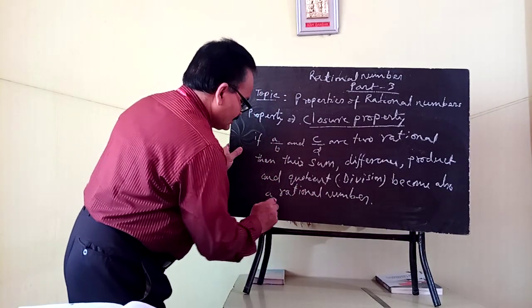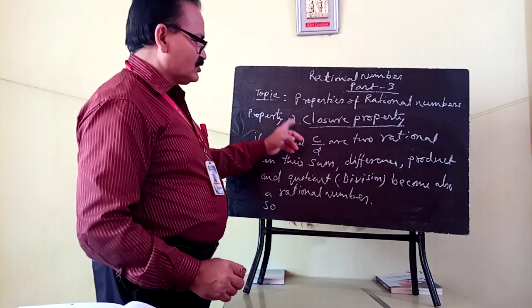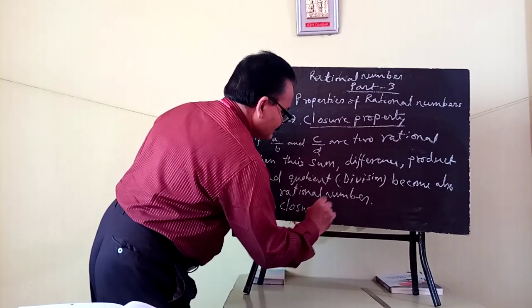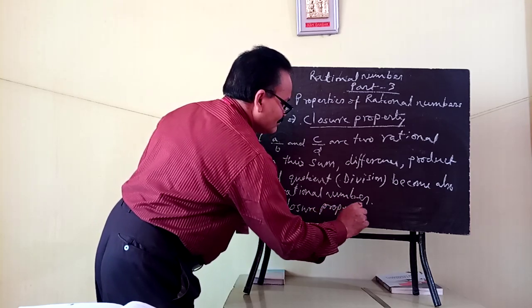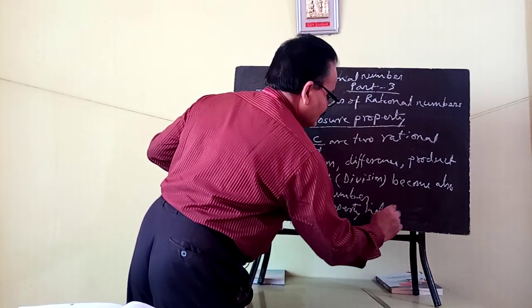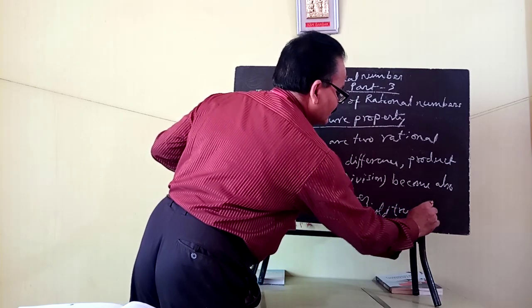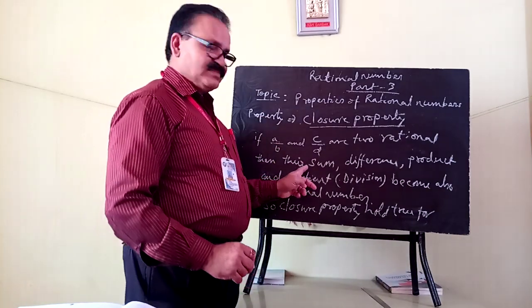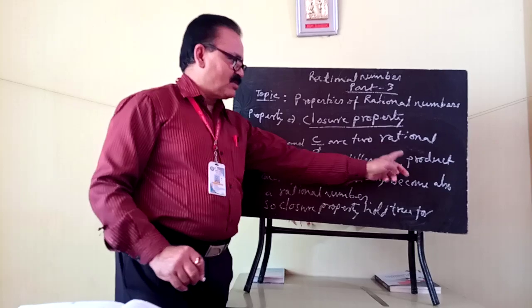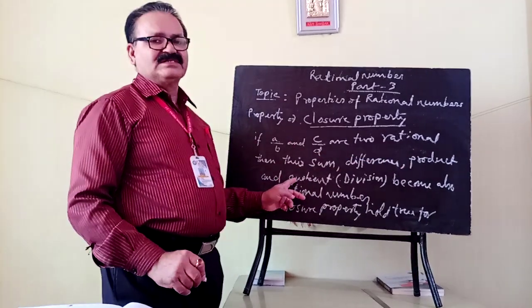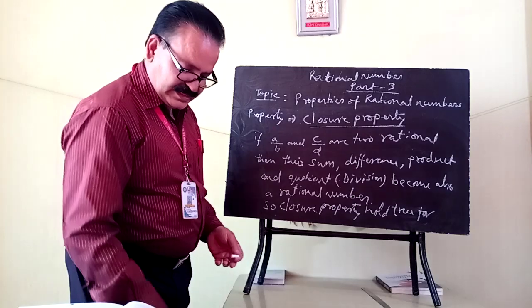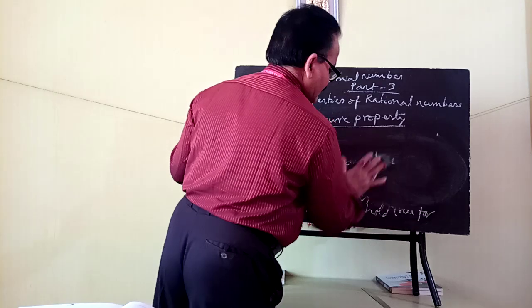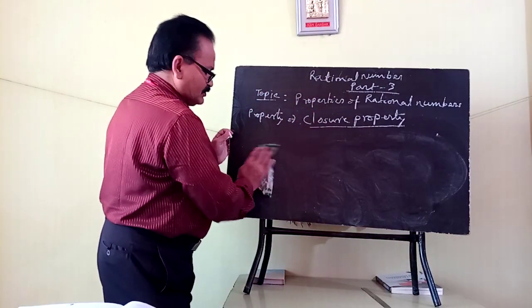So closure property holds true for addition, that means sum, subtraction means difference, product, and quotient means division. So let us take an example. Should I remove it? Okay, clear? Now I will give you one example.